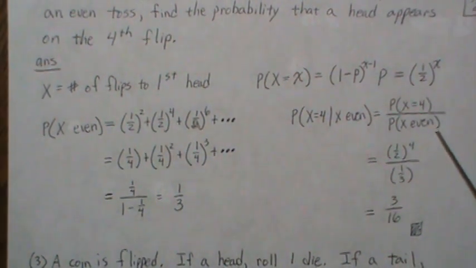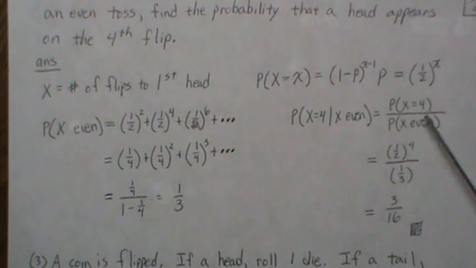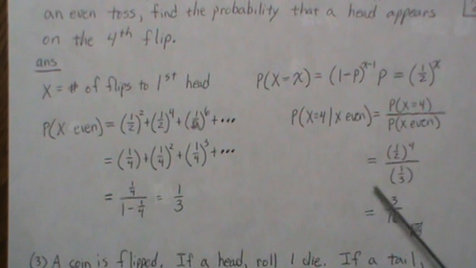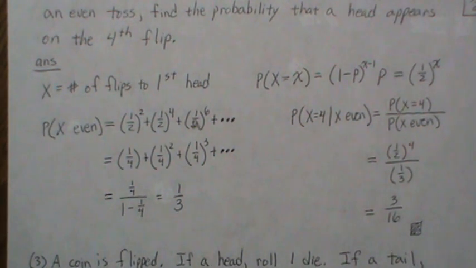So now the probability that X is 4, given that X is even, is the probability that X is 4 over the probability that X is even. Plug in the numbers, right? X is 4 is this. The probability that it's even is this. Multiply it out, you get 3/16.